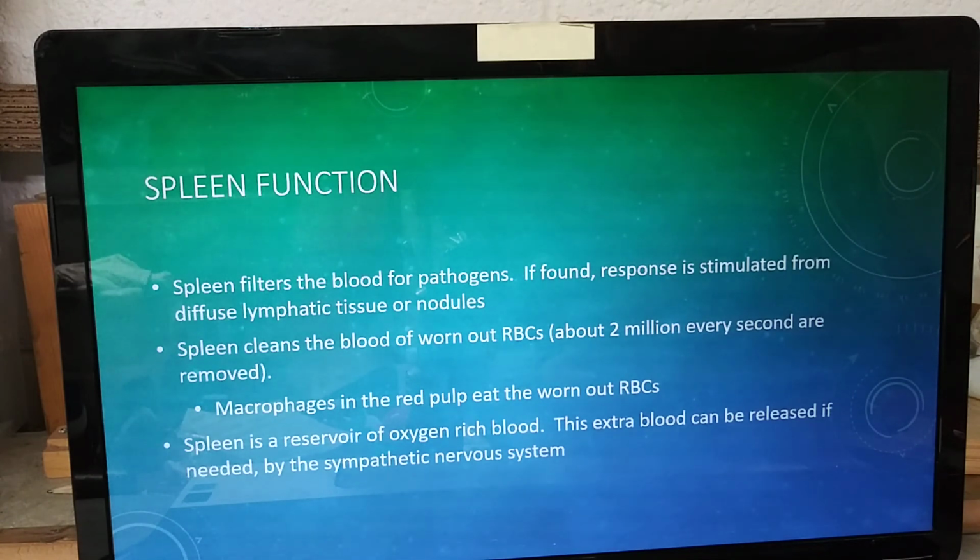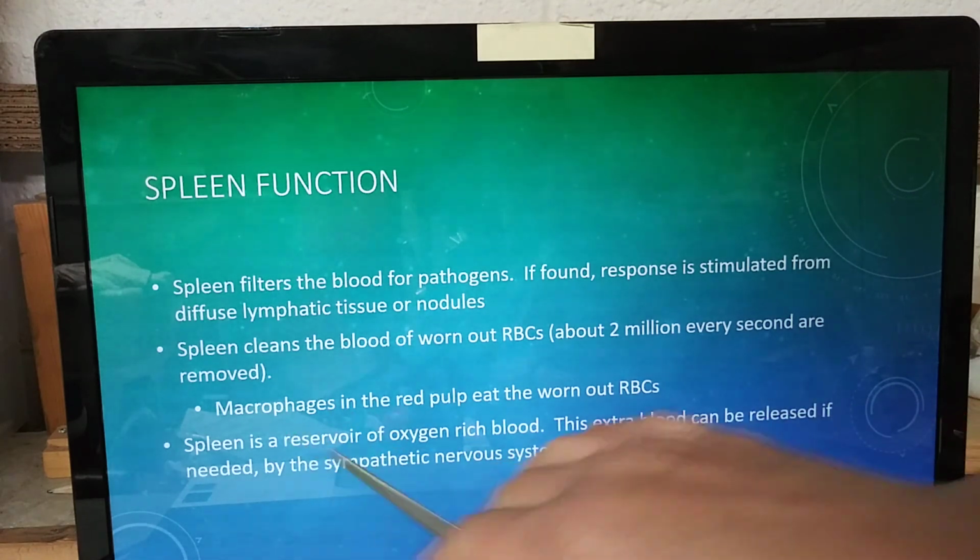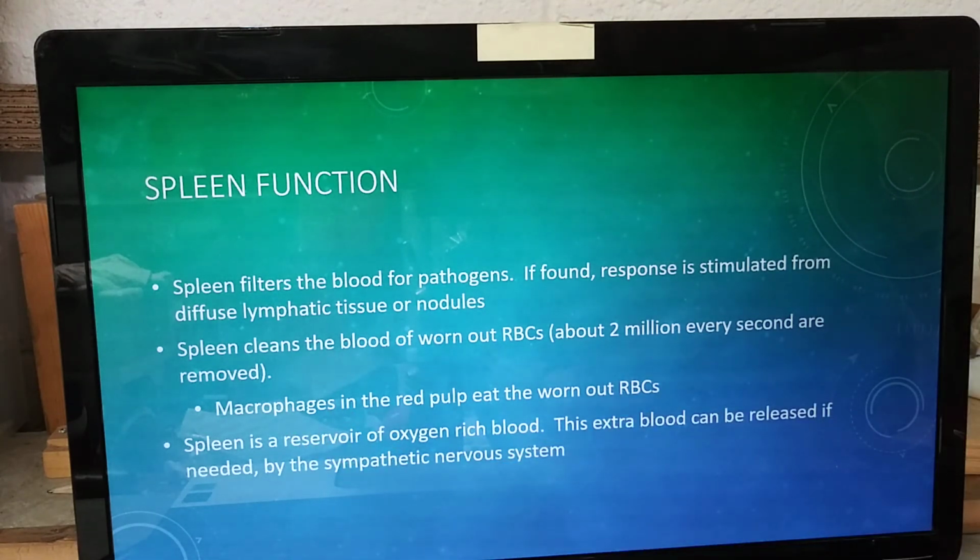The spleen filters the blood for pathogens. If pathogens are found, then a response is stimulated from the diffuse lymphatic tissue or nodules that are inside of the spleen. The spleen also cleans the blood of worn-out red blood cells, and this is sort of an amazing statistic. About 2 million red blood cells every second are removed. And my favorite thing is that the macrophages in the red pulp are the ones that eat the worn-out red blood cells. So they do a lot of things for us.